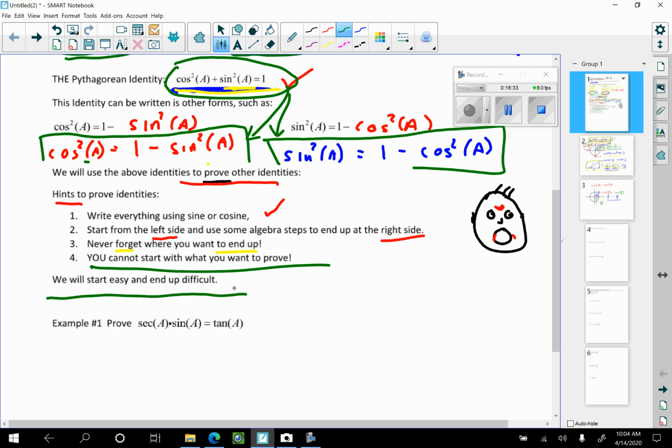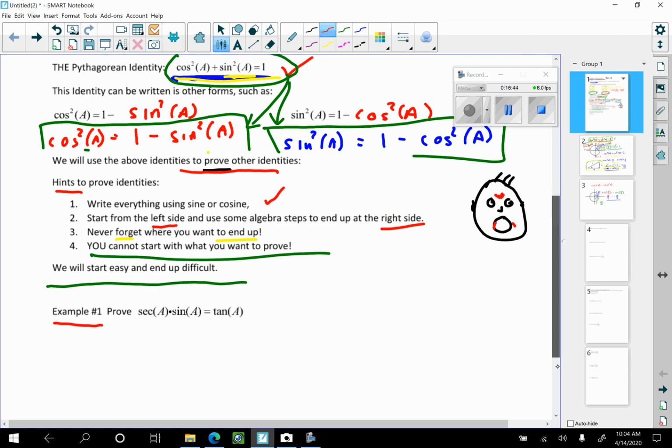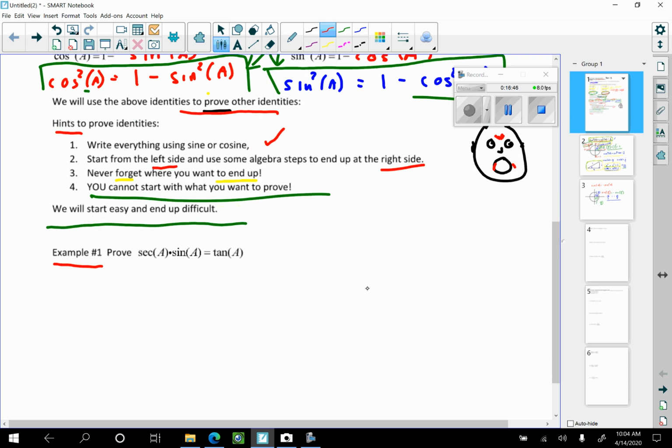So here is example number 1. What I want to prove is that secant of A times the sine of A is tangent of A. You have to be very careful here. We want to end up with tangent A. We cannot start with that. We can't start with this equation, so all we can do is start with the left side here: the secant of A times the sine of A.